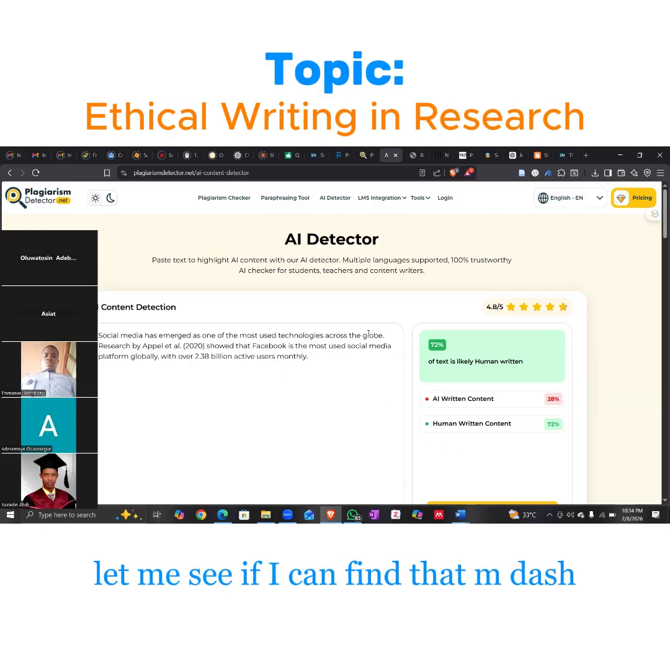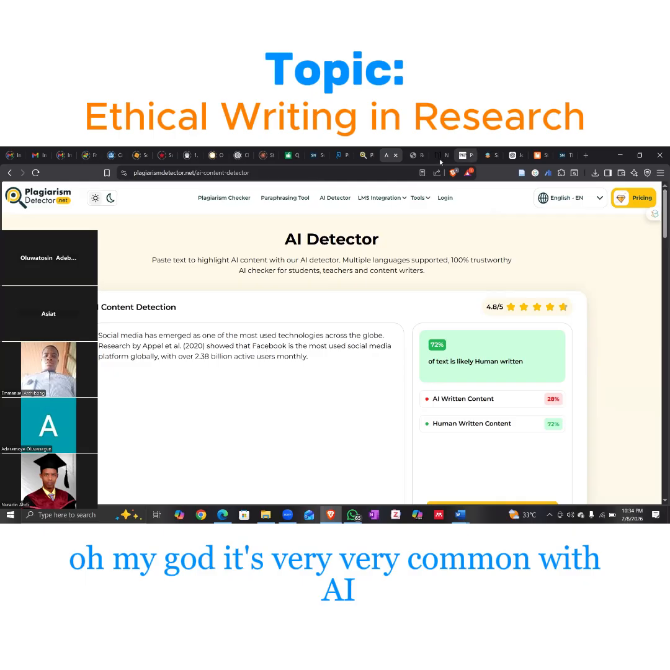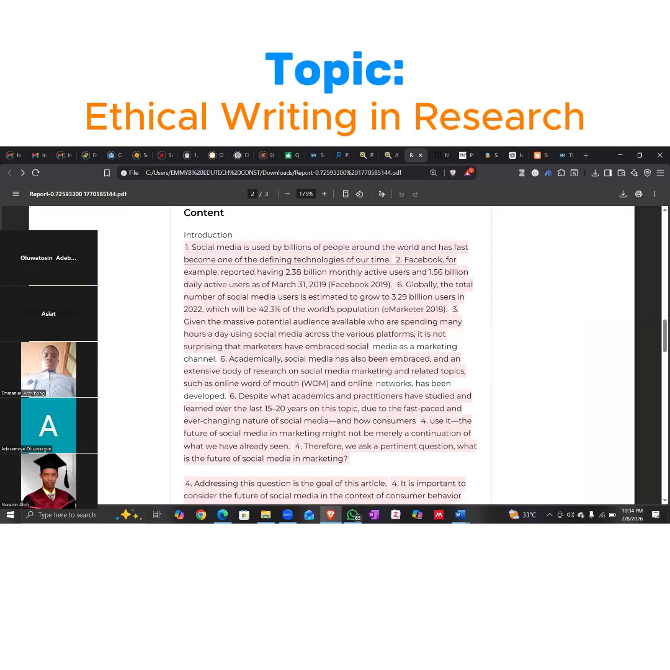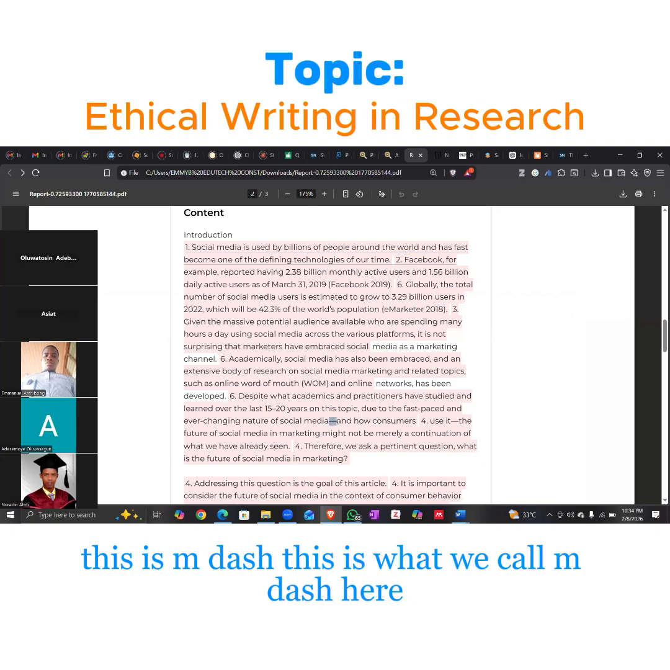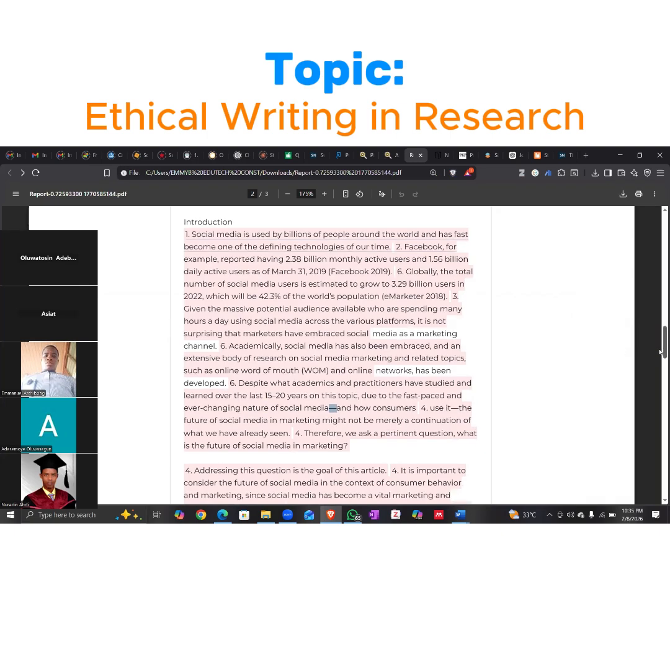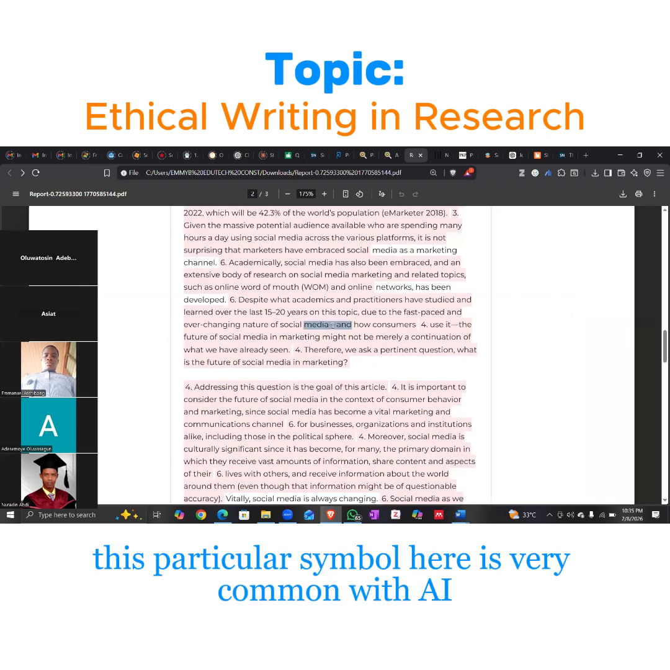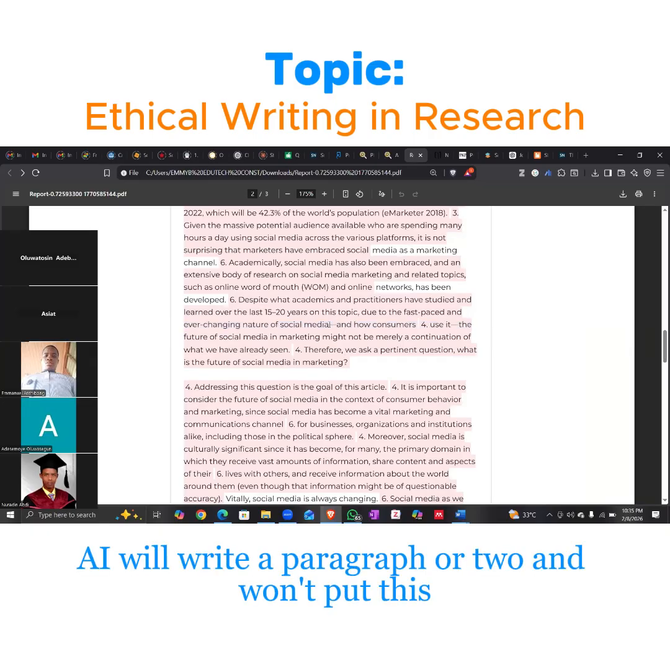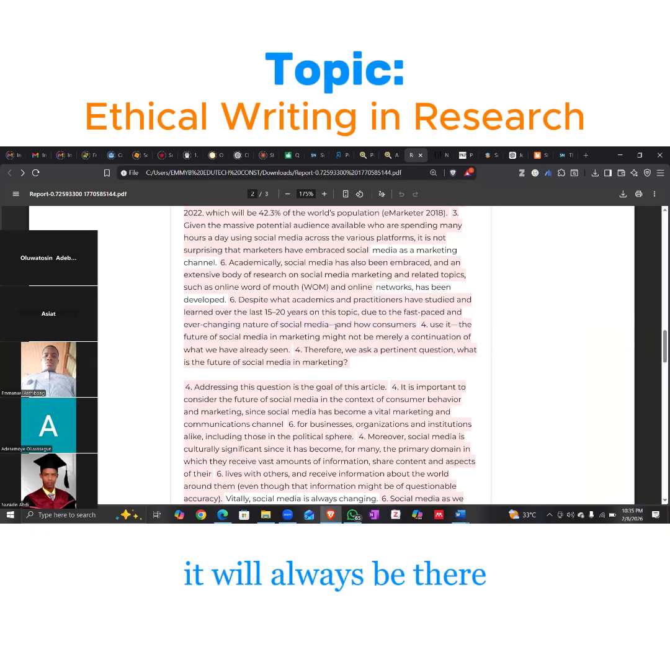Let me see if I can find that M dash. Oh my God, it's very, very common with AI. This is the M dash. This particular symbol here is very common with AI content. Check it. There's no way AI will write a paragraph or two and won't put this. It will always be there.